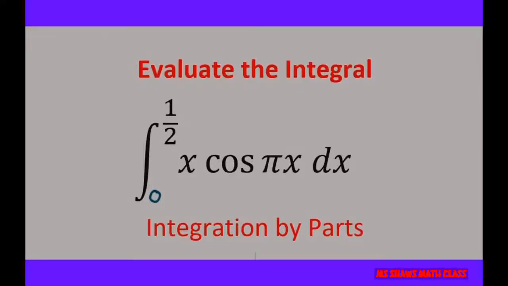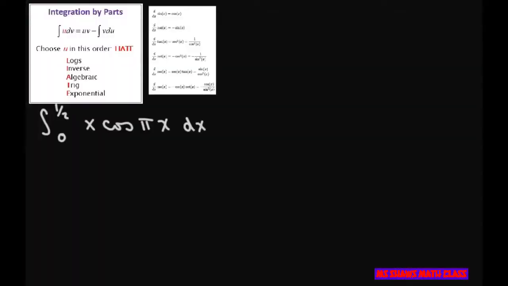Hey everyone, we're going to evaluate this integral given, and we're going to use integration by parts. So what we have is we're going to use integration by parts and then evaluate the integral of x cosine pi x dx over the interval from 0 to 1/2.